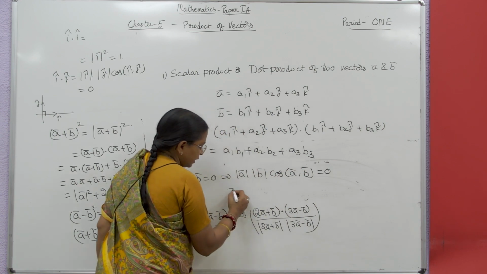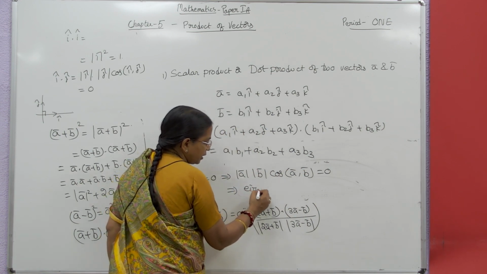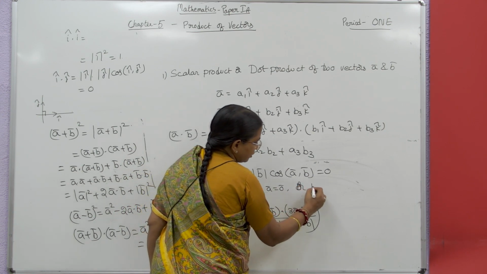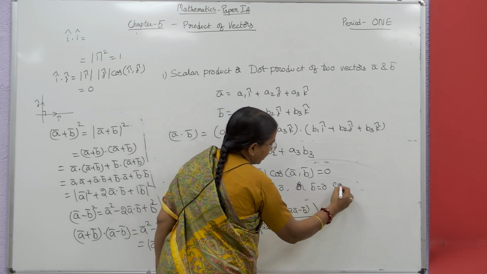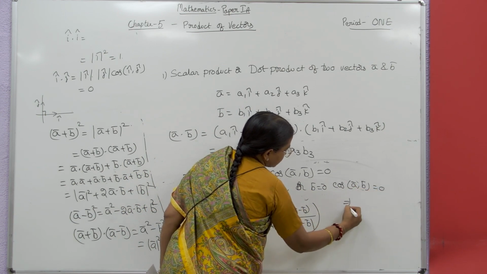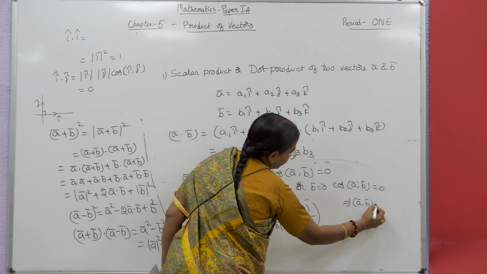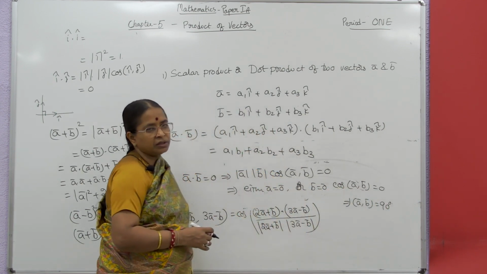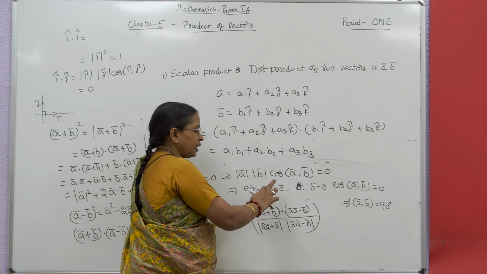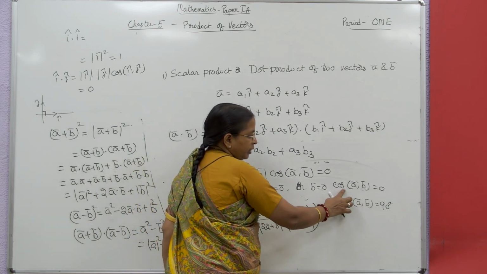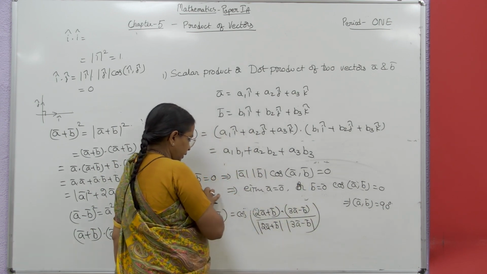So this means that either A is 0 or B is 0. A is a 0 vector or B is a 0 vector, or cos of angle AB is equal to 0. That means the angle between A and B is 90 degrees. So in most of the problems, we will be given two non-zero vectors to show that they are perpendicular. To show that A and B are perpendicular, you can show that their dot product is 0.